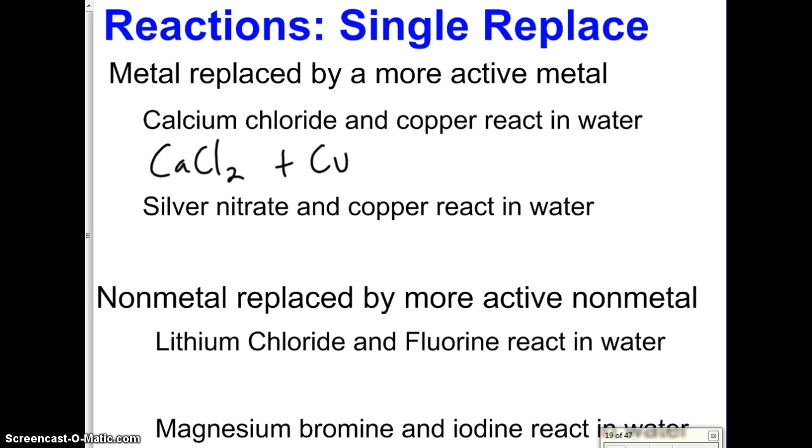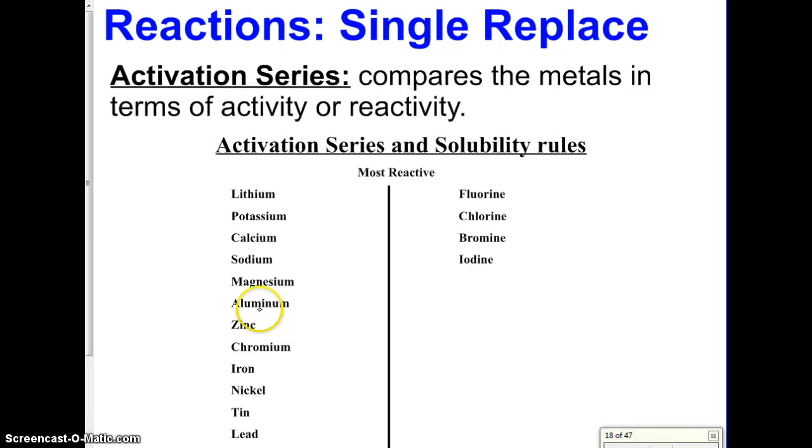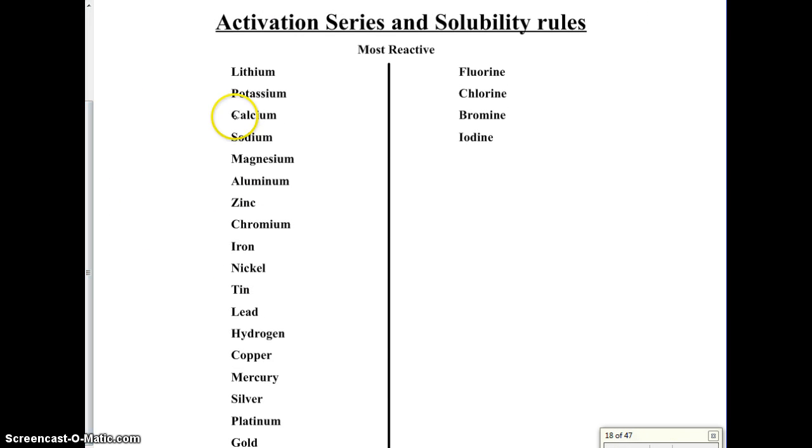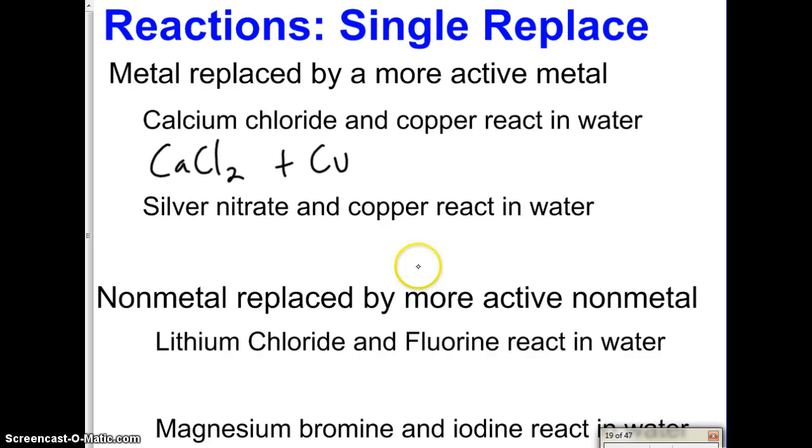So we jump back here to our activation series, and we find calcium, which is up here at the top, and we find copper, which is down here at the bottom. Now, because copper is less reactive than calcium, it's not going to produce a reaction here. Copper will not replace the calcium. So due to that, we're going to say that this will produce no reaction. There's no reaction between calcium chloride and copper because copper cannot replace calcium. The idea here is our individual element has to be more reactive than the one it's replacing in the compound.